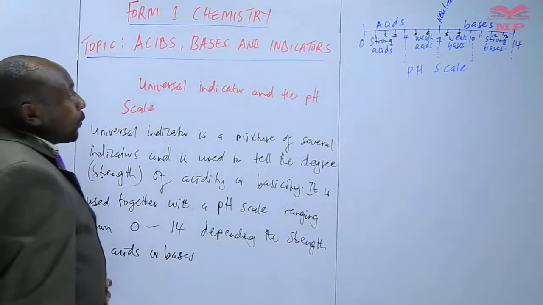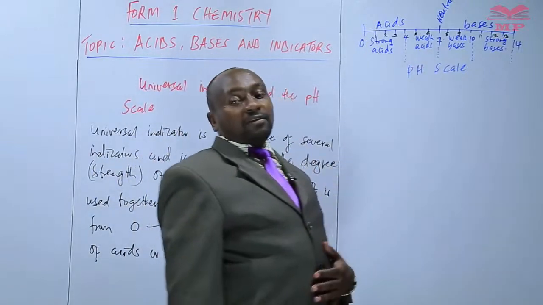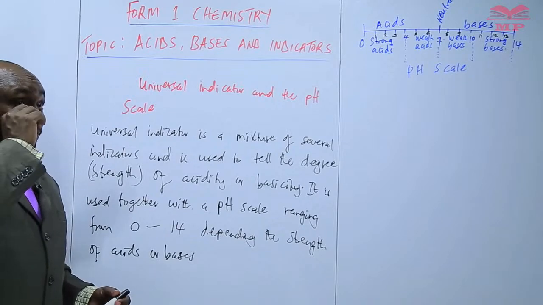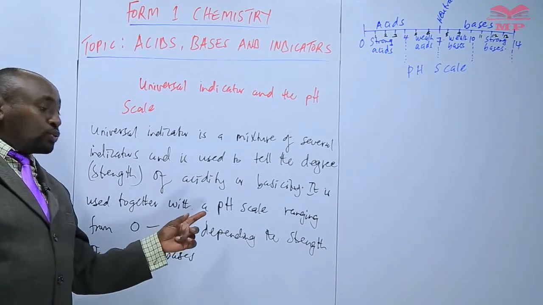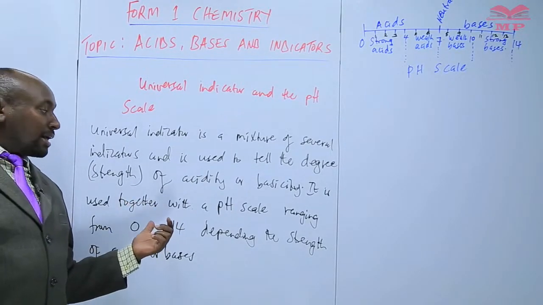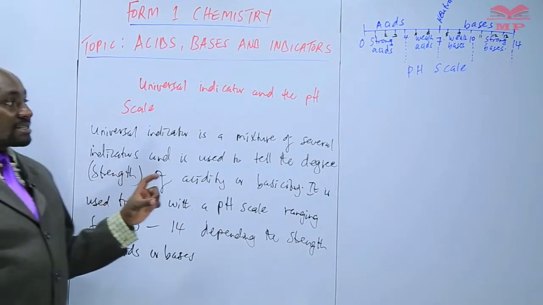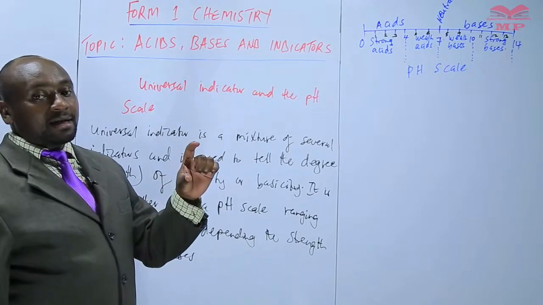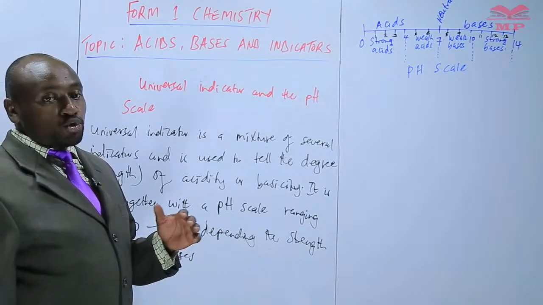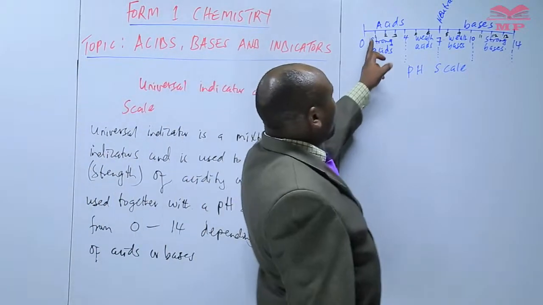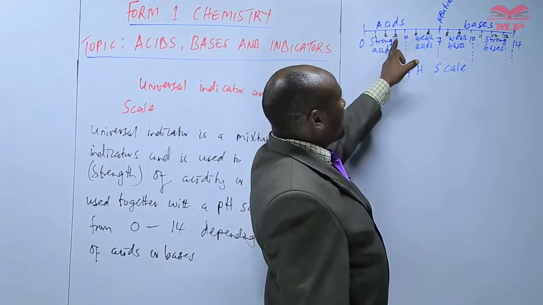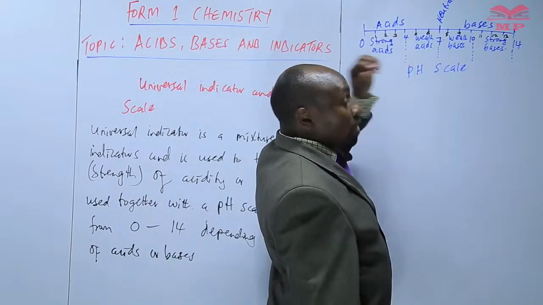Now, where do these values 1, 2, 3, 4, 5 come from? The universal indicator is used together with what we call the pH color chart, or the universal indicator paper. That paper has different colors, and each color has a pH value. So if you get a color that is red, the pH value is either 1 or 2. If you get a color that is orange, the pH value will be 3.